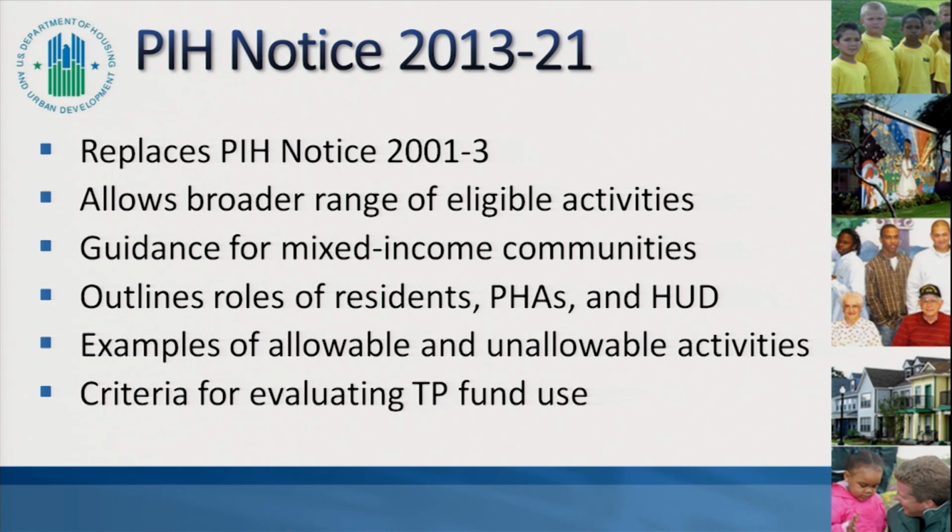This new notice allows for a broader range of eligible activities. It also provides guidance for mixed income communities like Hope 6 developments. It outlines the roles of residents, PHAs, and HUD in administering TP funds. And it also provides examples of allowable and unallowable activities. We also provide a list of questions that PHAs, residents, and field offices can use as criteria for evaluating TP fund use. I'll turn it over to Ed now to talk about residents' roles in administering TP funds.